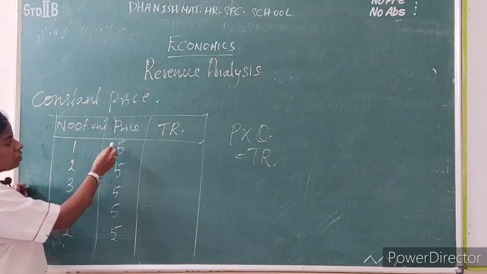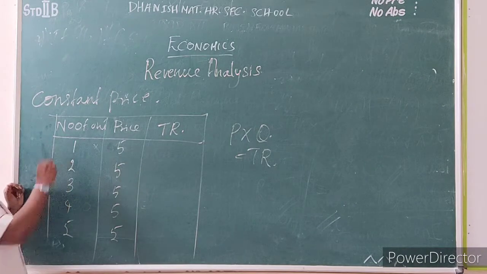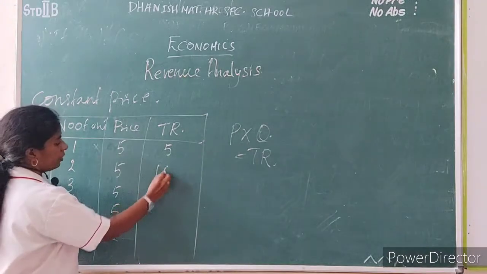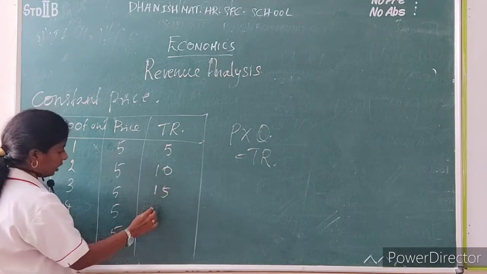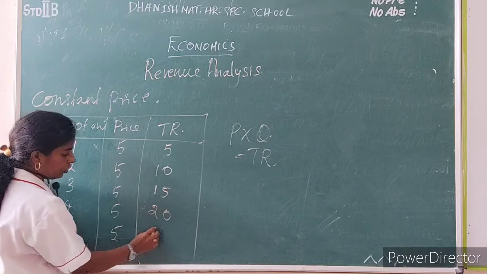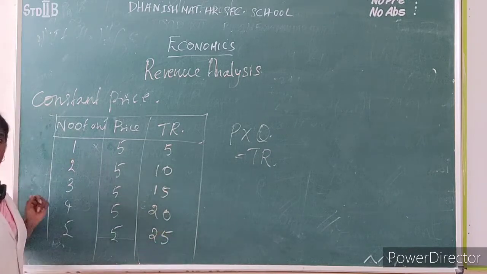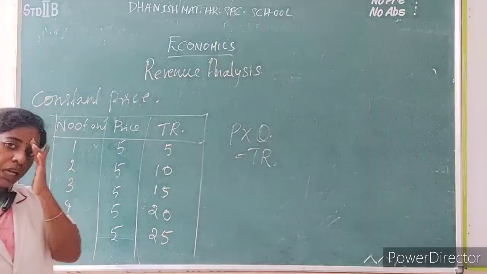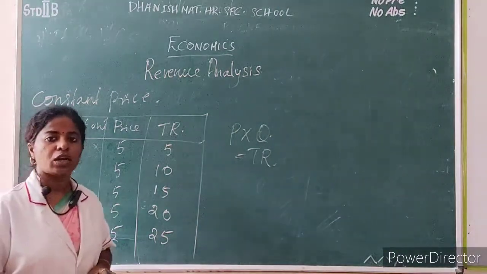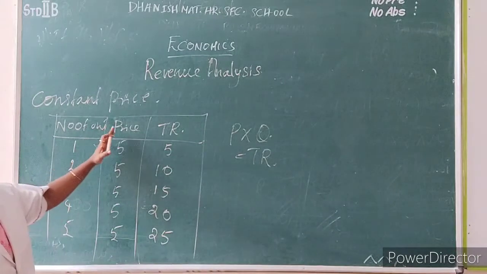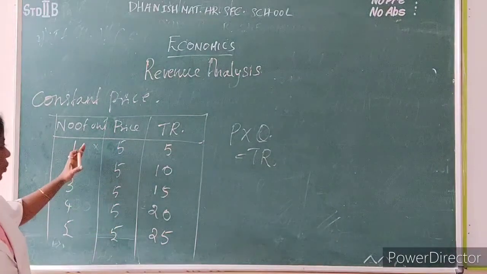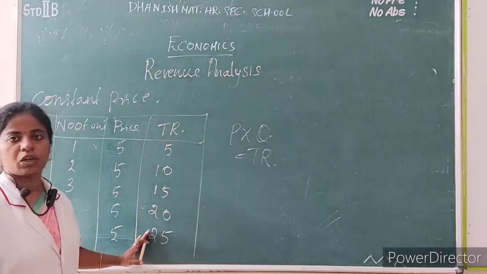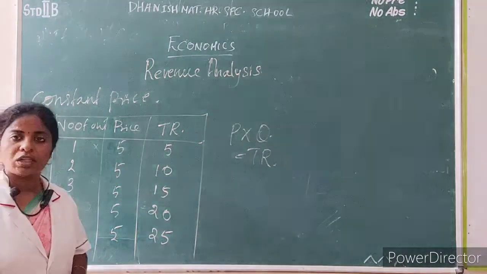So first one, price which is multiplied by number of units sold. So first 1 5s are 5, then 10, then 15, then 20, then 25. So see the profit for the entrepreneur who received through the sale of one goods under a total revenue in constant price. Okay, so price remains constant, the units have been increased, and the profit has also been increased. So this comes under constant price.